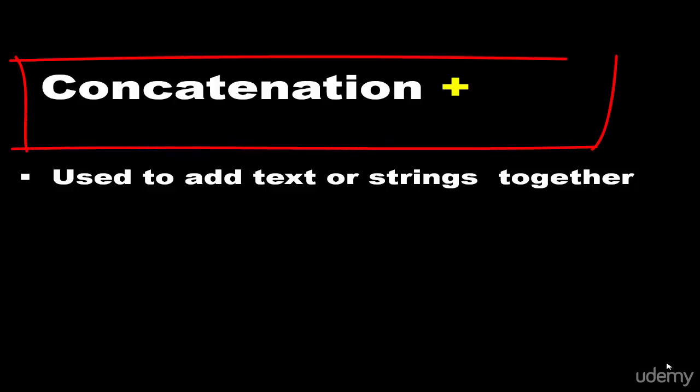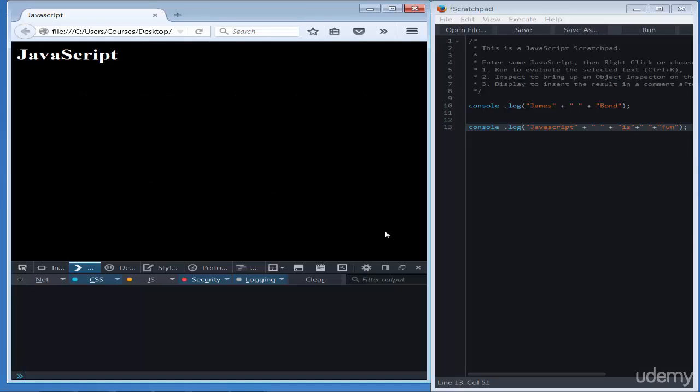Hello there, welcome. In this video, I am going to show you how the concatenation operator works. Concatenation is used to add text or strings together. So if you want to add several strings together, you use the concatenation operator to do that. It's the same as the addition operator. It's just that when you are using the symbol with text, it is known as concatenation.